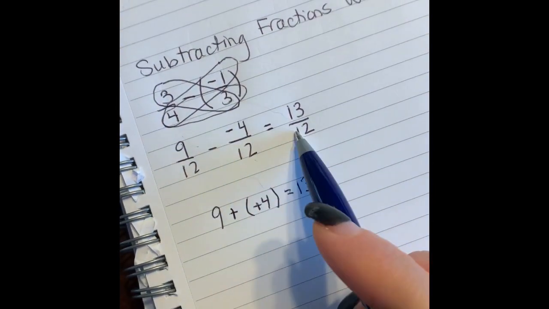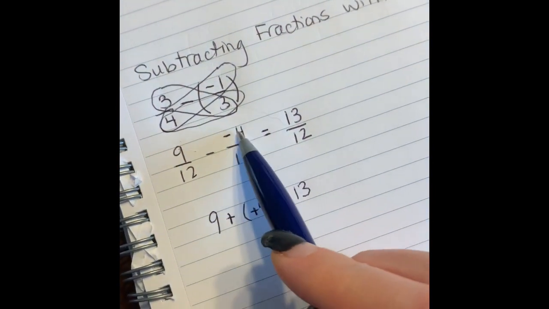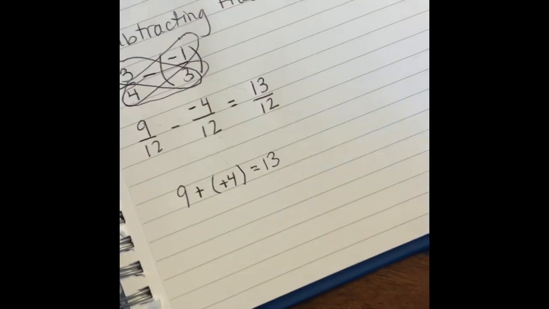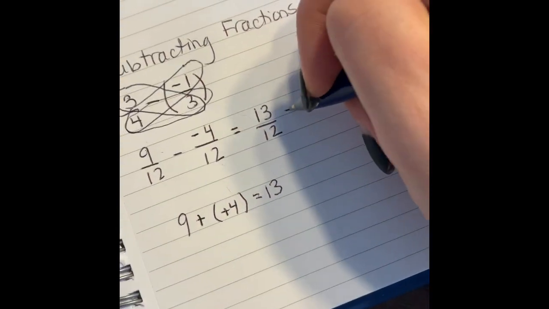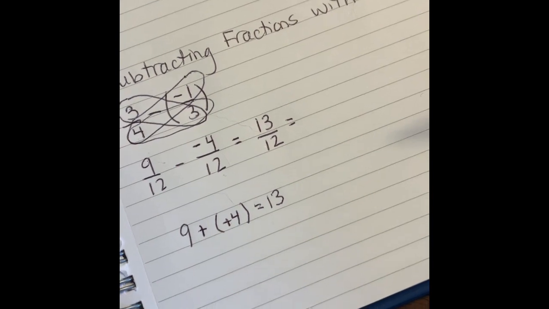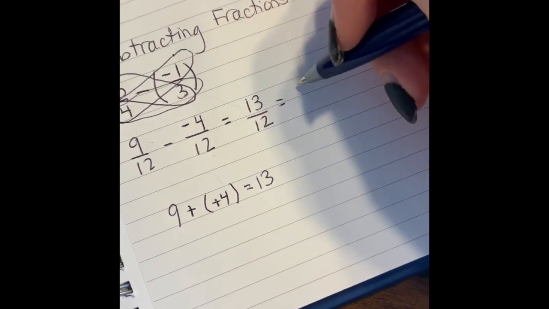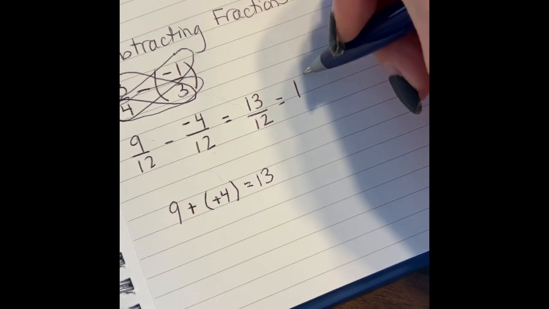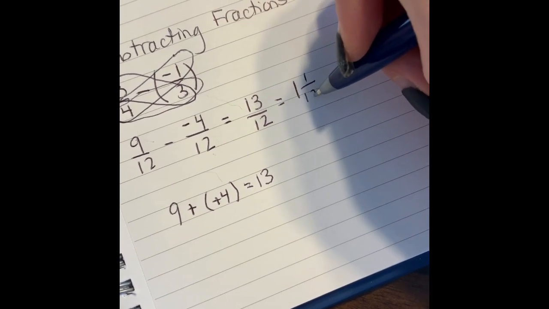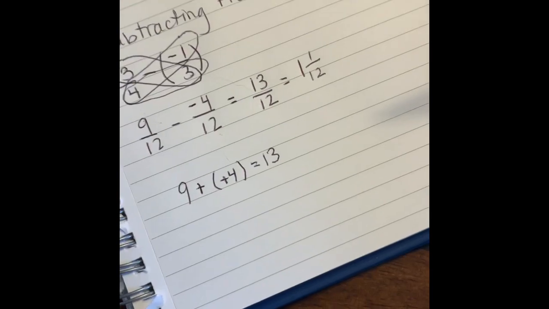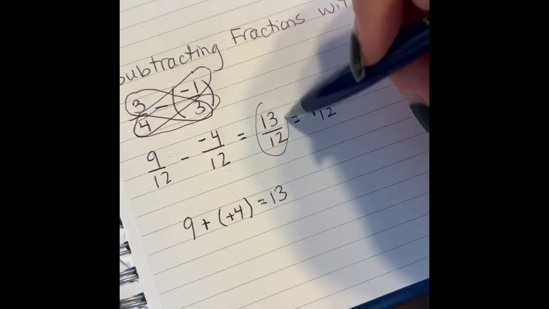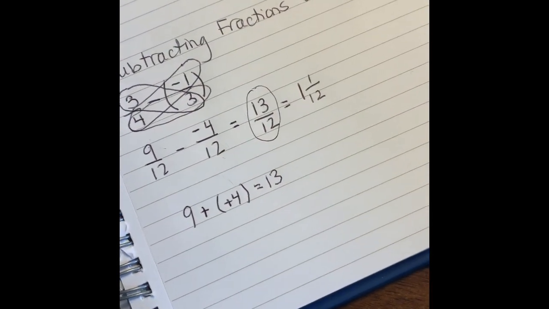My denominator stays the same. 9 take away a negative 4 is 13. Now I could change this into a mixed number from an improper fraction. 12 goes into 13 one time with 1 left over. So 1 and 1/12 would be my answer. But this is also acceptable as an answer.